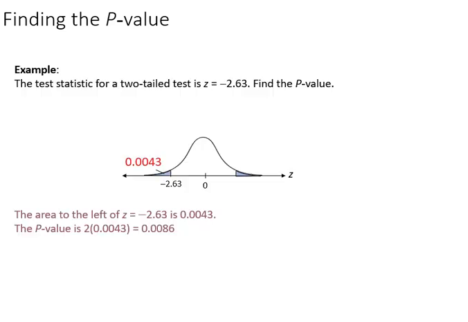And that's our p-value. As another example, we might do a two-tailed test with a test statistic equal to negative 2.63. To find the p-value there, we've got to find the cumulative area on our z-table for negative 2.63, which we find to be 0.0043. The area to the left is 0.0043. And because it's symmetrical, we know that the area to the right is also going to be 0.0043. So if we multiply that by 2, we're going to come to 0.0086 as the total area, the p-value.